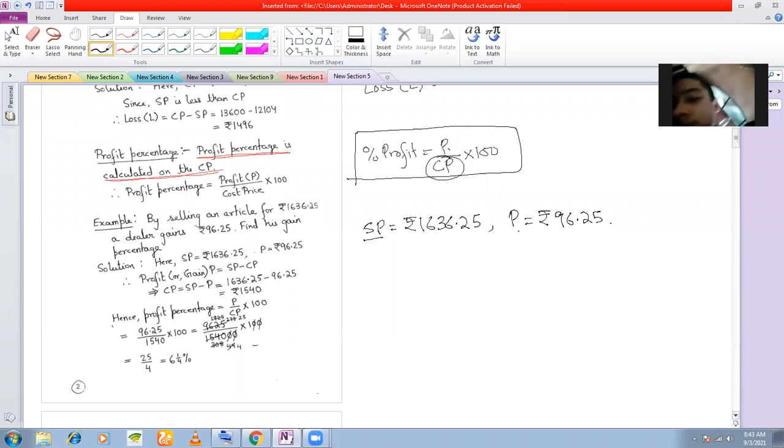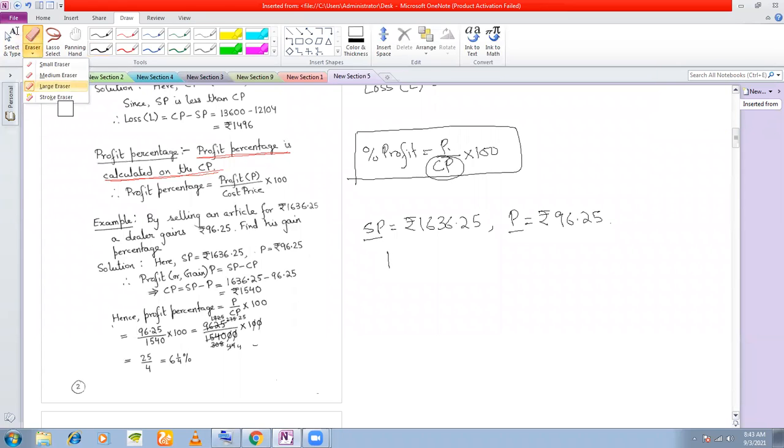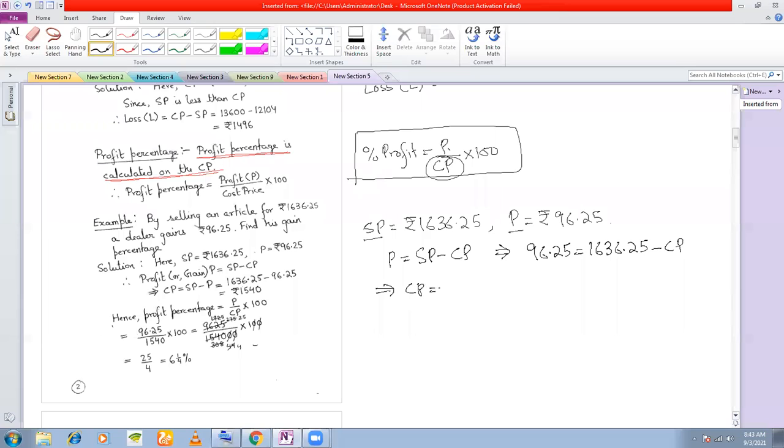So we know the selling price, we know the profit. So can we calculate the cost price? Yes. Profit is equal to selling price minus cost price. Put the values. What is the profit here? 96.25. Selling price is 1636.25 minus cost price. And that means cost price will be equal to 1636.25 minus 96.25. So we have found the cost price. Cost price here is 1540. Now we can calculate the profit percentage.